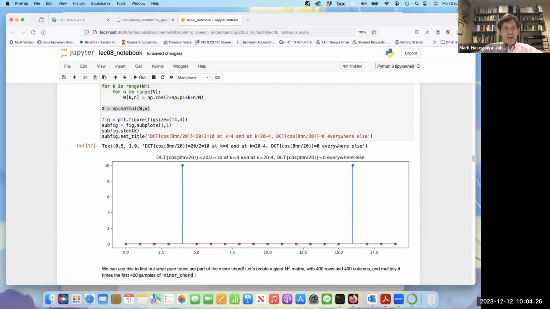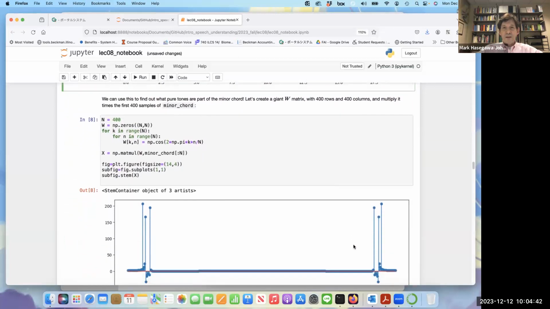So here I'm plotting capital X, which is the matrix multiply of W times x. All of the elements of capital X are 0, except for element number 4 and element number 16. All of the others are zeros. So we can use this to find out what pure tones are part of the minor chord.